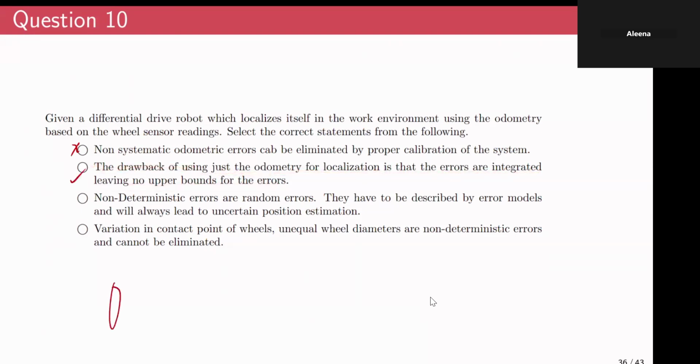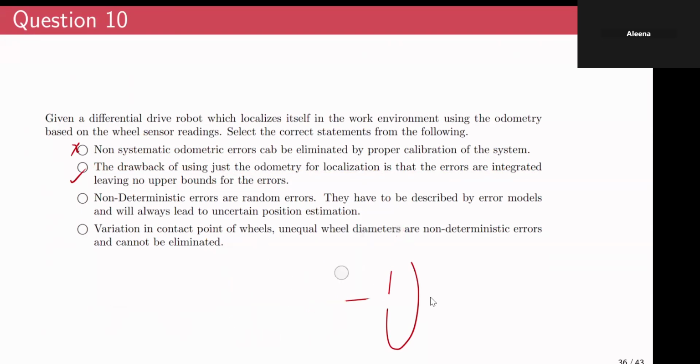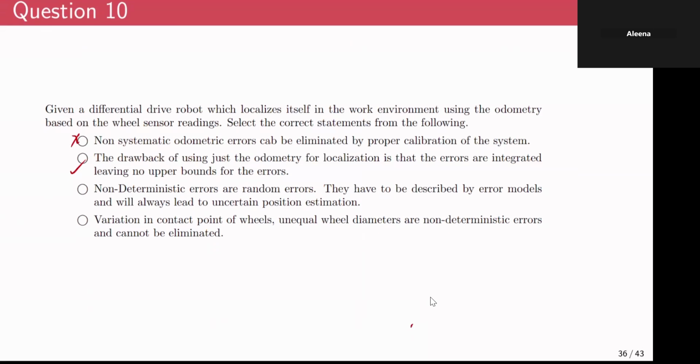As you move along just with odometry, you can see that the uncertainty is actually growing. And if you integrate all these estimates, once the robot reaches its final position, the errors will all get accumulated, and there is no real upper limit for these sort of errors. It will grow unbounded. So the only way that you can limit these errors is through using periodic sensor measurements or periodic inputs from the sensors. So that is indeed true. The second statement is indeed true.